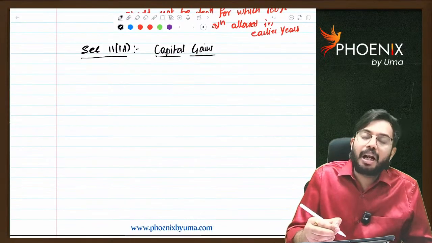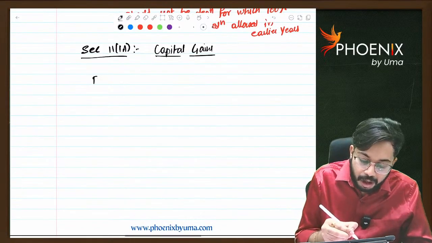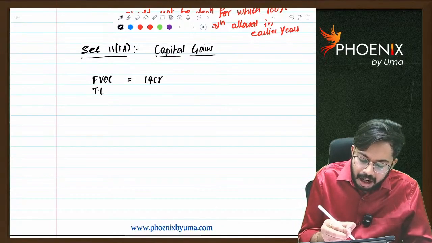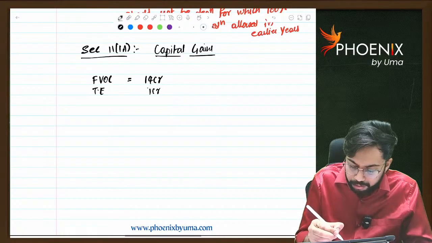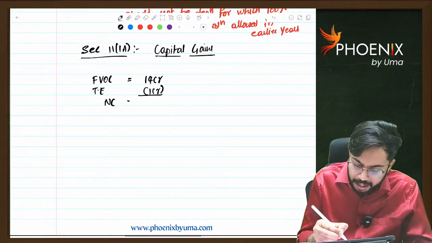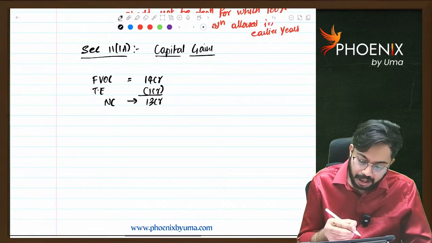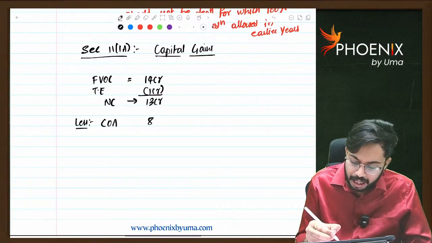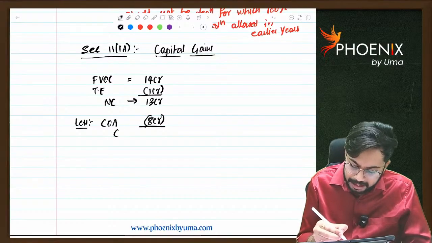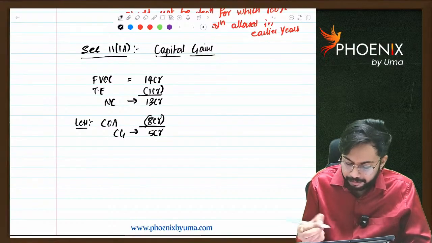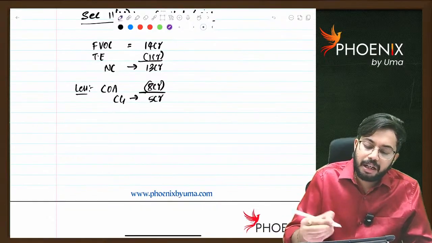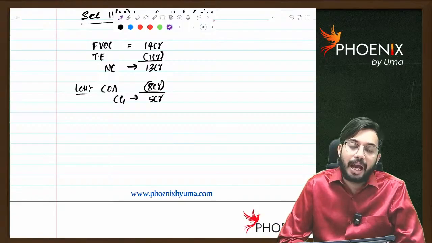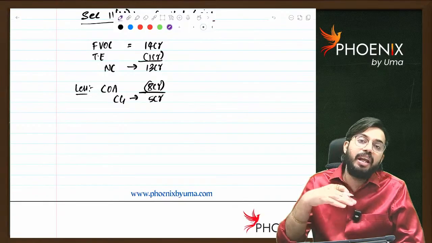Okay, so trust is having one land. It sold that land for 14 crores. Let's say transfer expenses are 1 crore. How much is net consideration? Net consideration is 13 crores. Cost of acquisition is 8 crores. Now how much is capital gain? Capital gain is 5 crores. Sir, can we claim any exemption from capital gain? Yes, you can claim exemption from capital gain, but you need to do reinvestment.